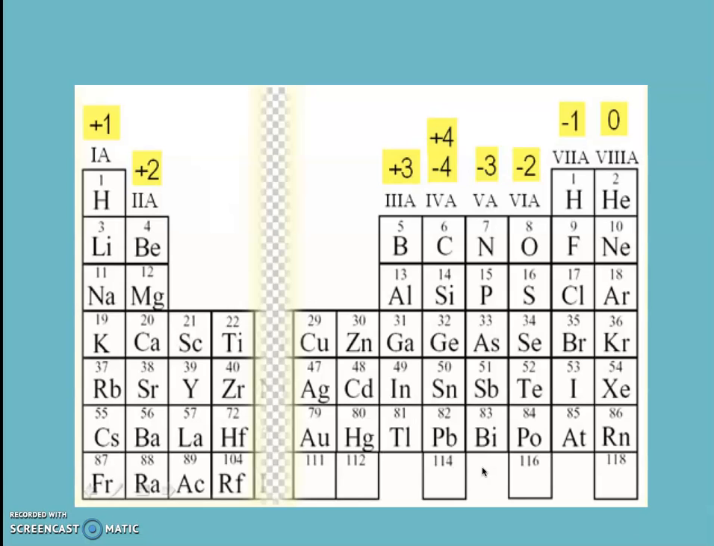So if you have sodium, Na, and then chlorine, Cl, sodium only has 1 valence electron, chlorine has 7. So it's easier for you to lose one electron, then have to lose 7 of them in order to fulfill that octet rule.